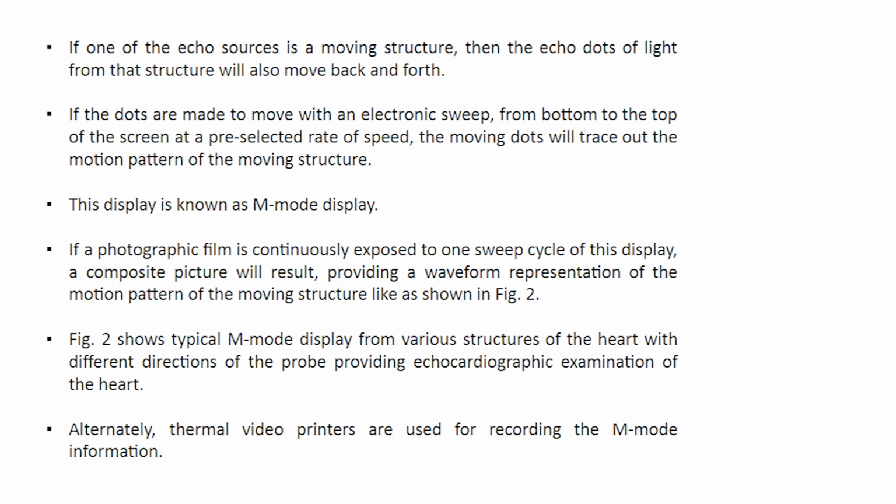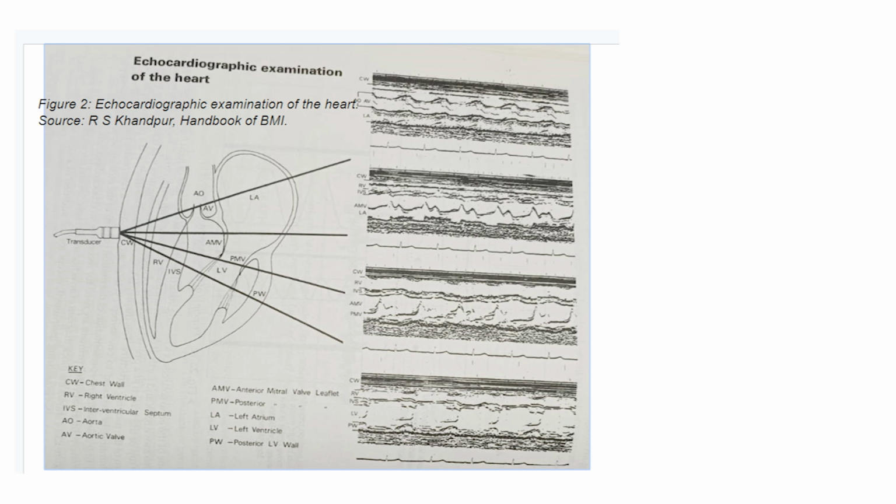If a photographic film is continuously exposed to one sweep cycle of this display, a composite picture will result, providing a waveform representation of the motion pattern of the moving structure, as shown in figure 2. Figure 2 shows various M mode displays from various structures of the heart with different directions of the probe, providing echocardiographic examination of the heart. Alternately, thermal video printers are used for recording the M mode information.